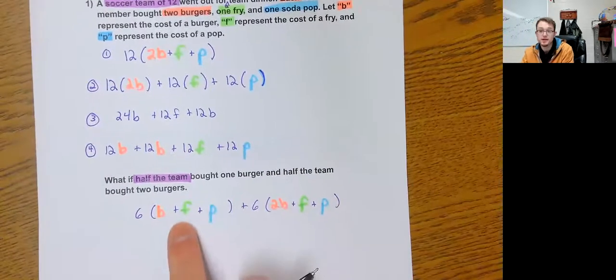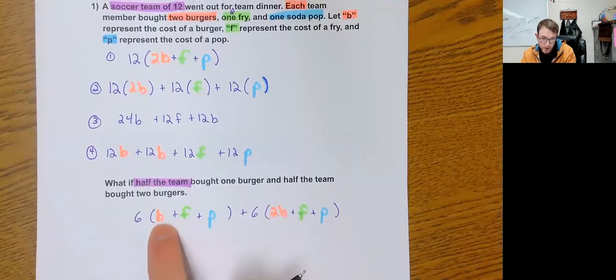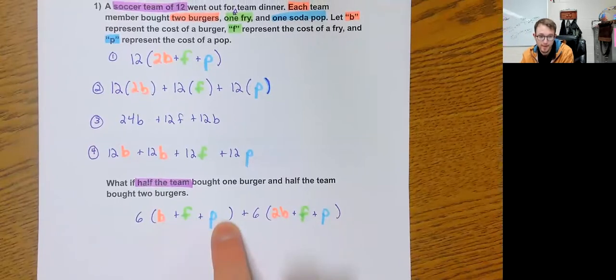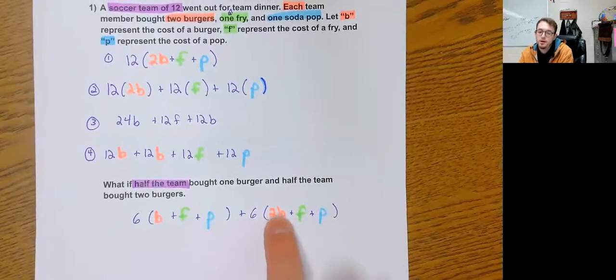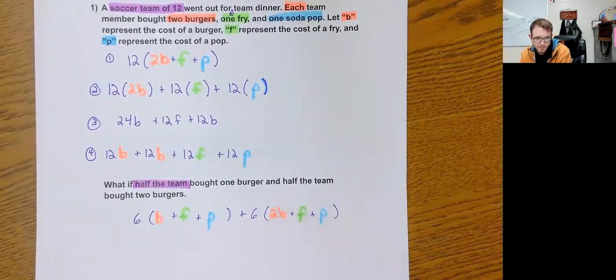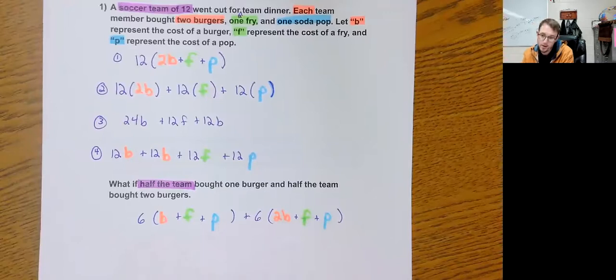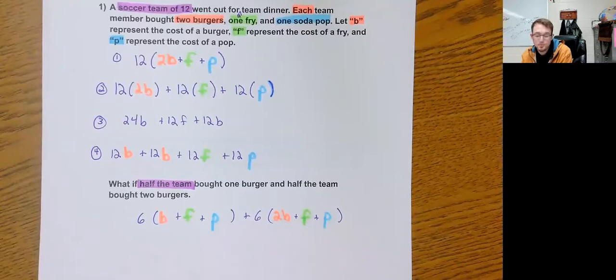So now we have 6 of the team members buying 1 burger, a fry, and a pop, and the other 6 team members still buying the 2 burgers, 1 fry, and 1 pop. So this is an expression, albeit a very long expression, but this is an expression.